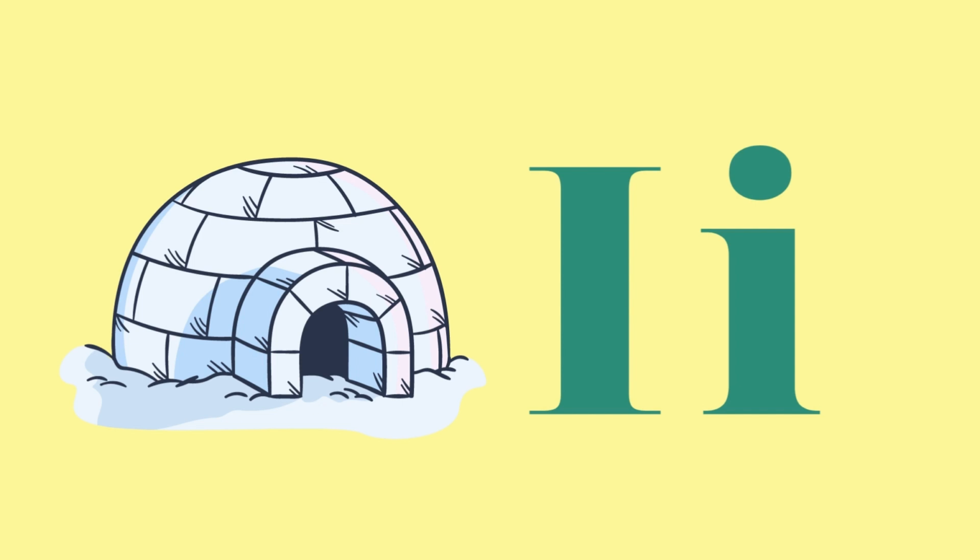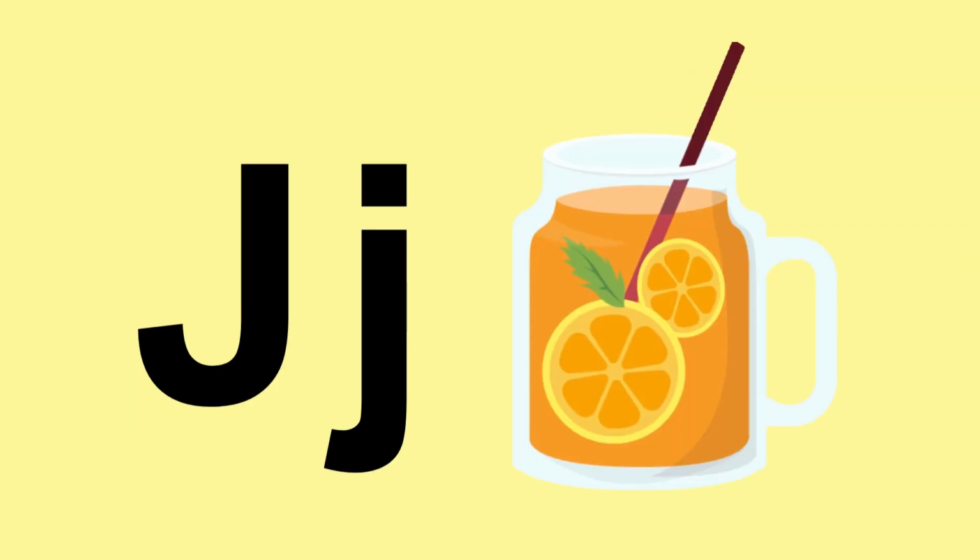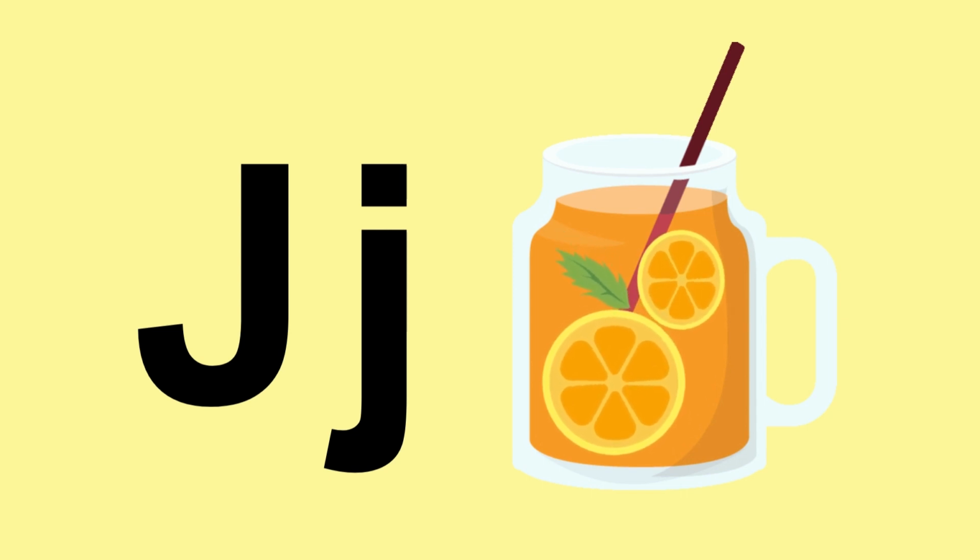Letter I. I is for igloo. Letter J. J is for juice.